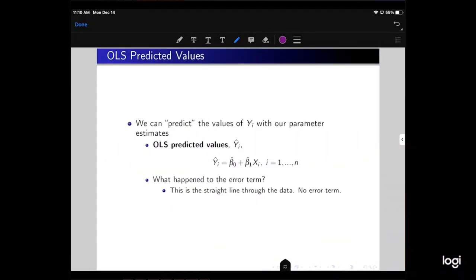We can predict the values of yi with our parameter estimates. OLS predicted values are denoted with hats as well. So we'll take those estimates of beta 0 hat and beta 1 hat and plug them back into our regression equation, and then we can use them to get predictions or estimates of yi. What happened to the error term? This is a straight line through the data. There's no error term. So this is the definition of yi hat.